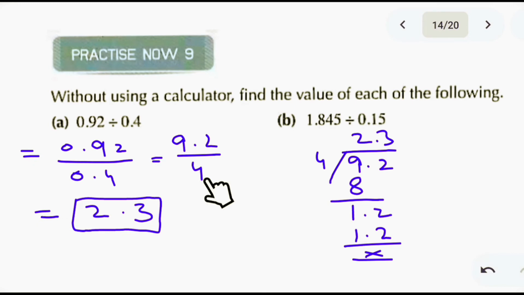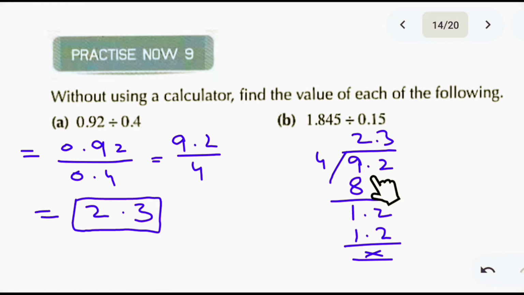Now we are going to practice this concept. In part A we have to divide 0.92 by 0.4. So what we do in the first step is move the decimal to the right. One point is moved in the numerator and one point is moved in the denominator, so it becomes 9.2 and the denominator becomes 4.